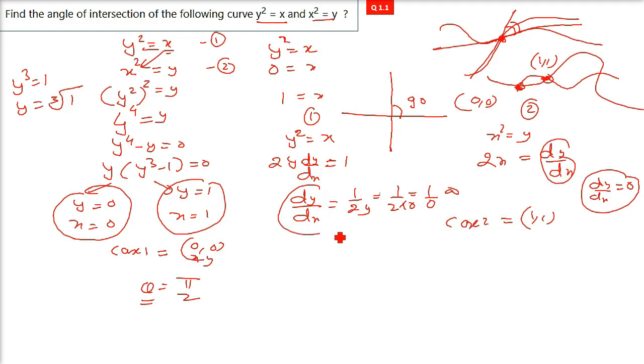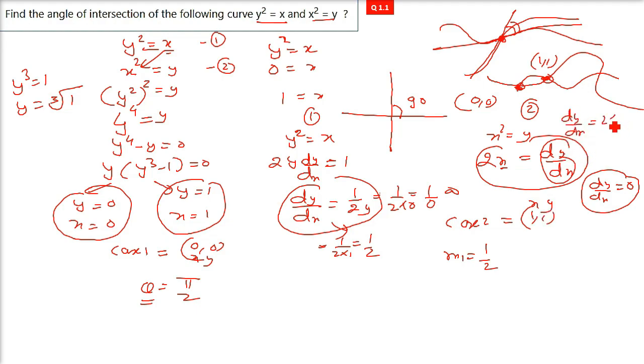Then the second one, case 2, we'll put x and y as 1, 1 in both the slopes. What are the slopes? 1 by 2y and 2x. So 1 by 2y, 1 by 2 into 1. This you can call m1, the first slope. How about the second slope? dy by dx is equal to 2 into x. So just put x as 1, 2 into 1. So the second line has a slope of 2.